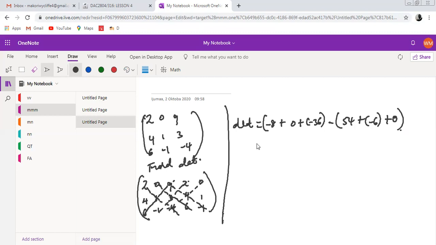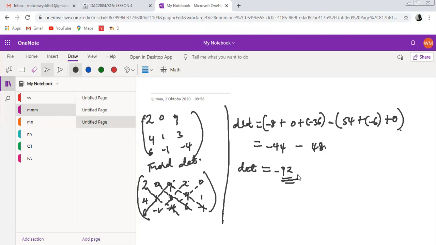So if you do the difference, first of all, we add each bracket. This is the same as -8 minus 36, which is -44. Minus, this is 54 minus 6, which is 48. So it is -44 minus 48, which is -92. That is your determinant. As simple as that.